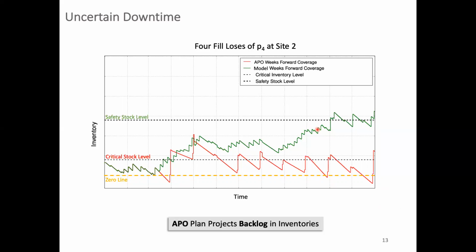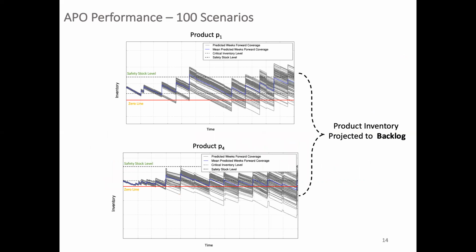In our solution for the stochastic optimization model, we have considered 100 such scenarios for every product and site in terms of uncertain yield, demand, and unplanned downtime. Let's first take a look at how the APO plan would perform under these different scenarios. These are the inventory projections for product P1 and P4 under the 100 scenarios of yield, demand, and unplanned downtimes. The gray lines indicate the inventory projections under different scenarios. The blue line is the mean inventory projection, or the most probable inventory projection that you can expect if you stick to the plan in APO throughout the year.